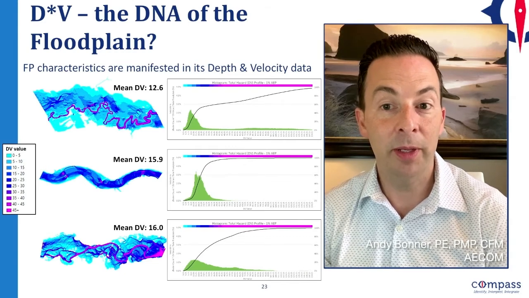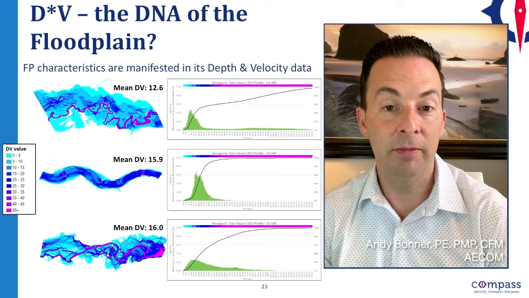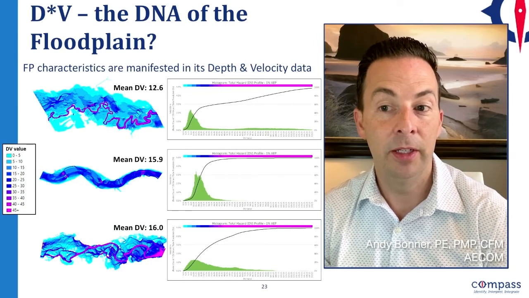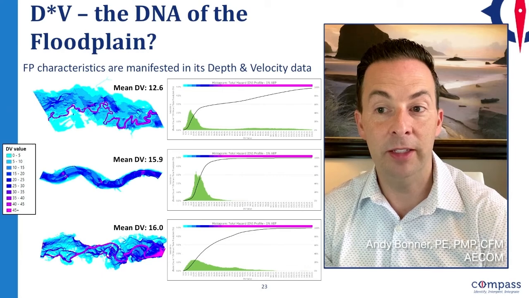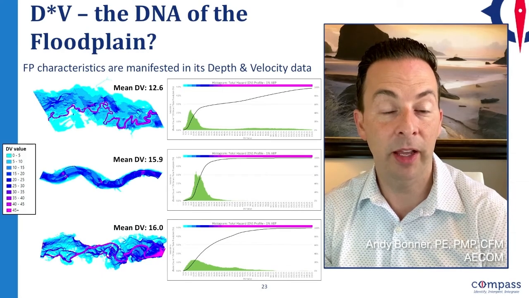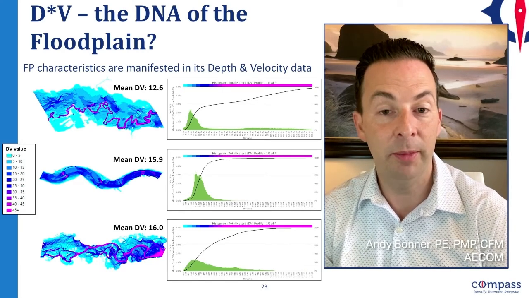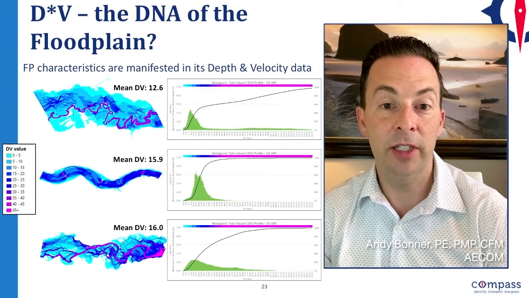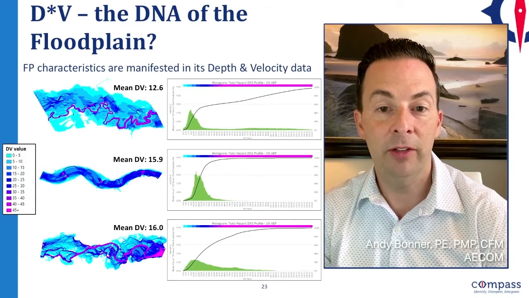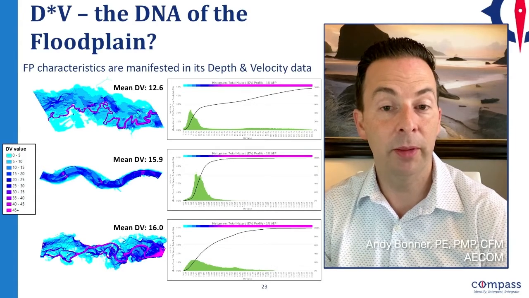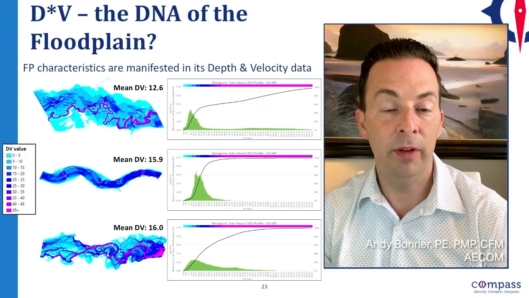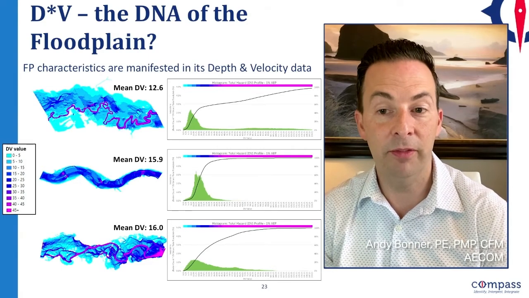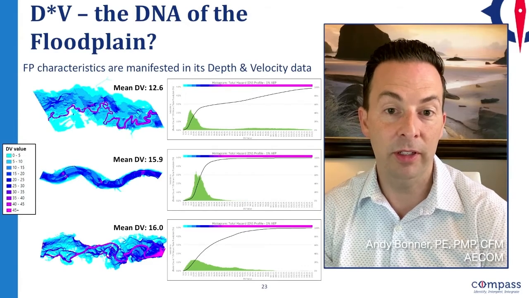Some, like the top and bottom examples, had more variability in their depth times velocity values than others, like the one in the middle. Similarly, some had very low depth times velocity values in the overbank, but very high depth times velocities in the channel. Another way to look at this is to use a histogram. So we created a histogram of the total depth times velocity of the entire floodplain, and this was informative. It helped illustrate some of that variability in a floodplain's hazard distribution.